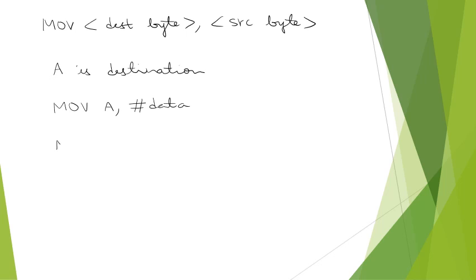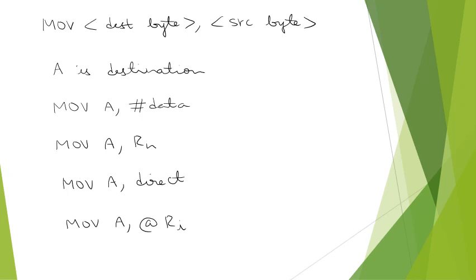So the 4 formats are MOV A, #data; MOV A, Rn; MOV A, direct; MOV A, @Ri. So we have the 4 formats when the destination is accumulator. First one we have is MOV A, #data. The example is MOV A, #10H. So the data or the value 10H is copied to the accumulator.